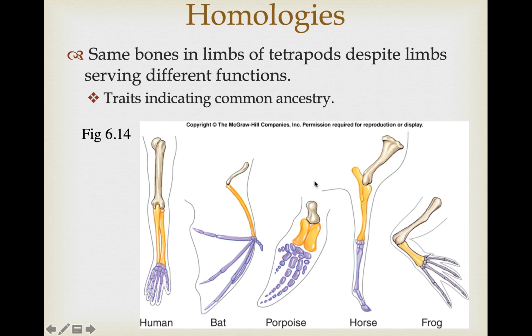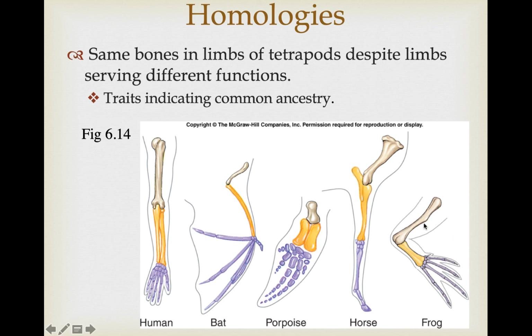But if you look at these traits, despite the fact that they have very different functions, they are clearly homologous. They came from a common ancestor because they have the same basic underlying parts. So they all have a humerus. They all have a radius and an ulna. They have carpals, metacarpals, and phalanges as colored here. That only makes sense if they've inherited the basic genetic framework to produce these basic structures from their common ancestor.